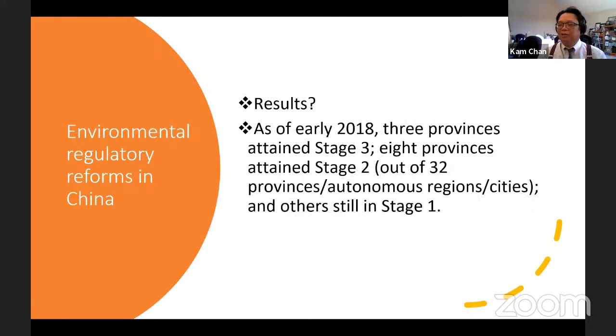So what happened is 4 or 5 years later, 3 provinces attained stage 3 and 8 provinces attained stage 2. These are based on review, in which the central Chinese EPA sent a team of inspectors to check. So 11 of the 32 provinces are in stage 2 or stage 3. Most of them are still in stage 1. So you kind of think, it's a good trial, not necessarily quite effective yet.